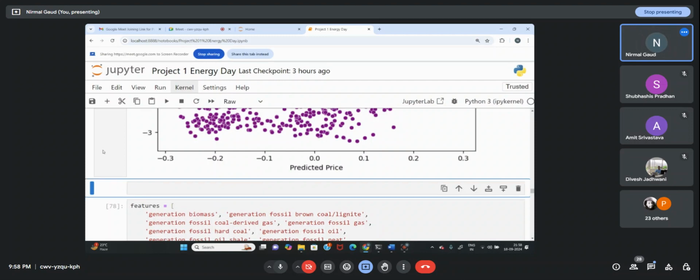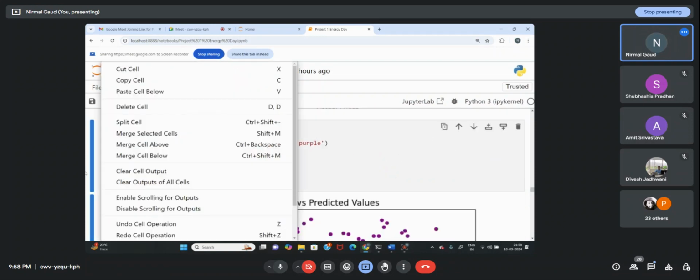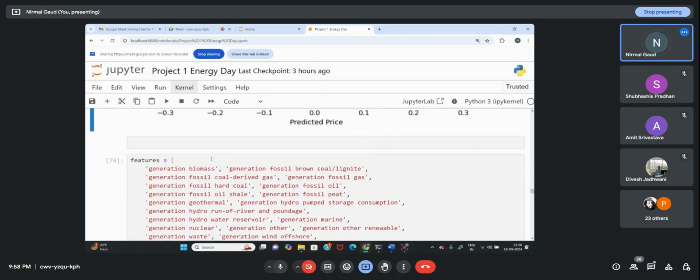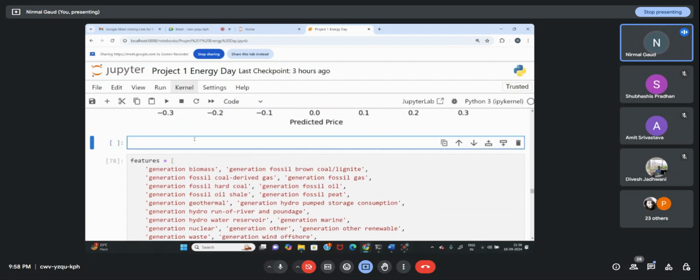So from sklearn.tree import DecisionTreeRegressor. You can import this decision tree regressor from the tree module.